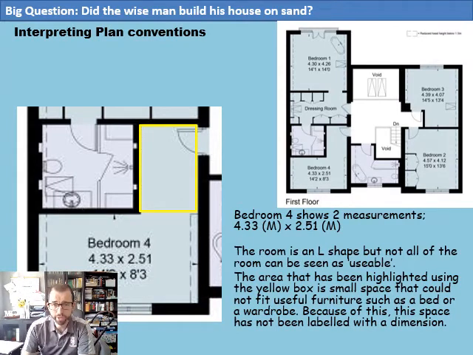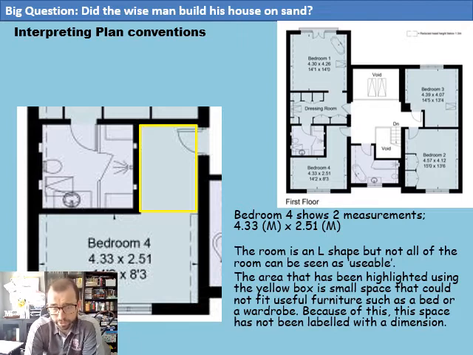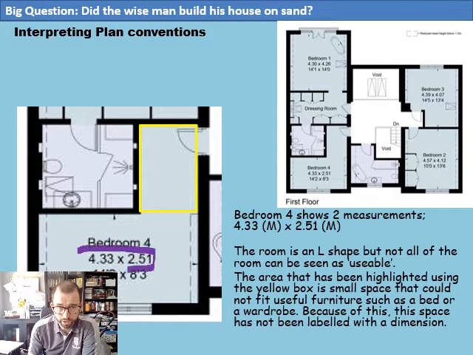So you might get something like this, where bedroom 4 is just looking a little bit confusing. The measurements of bedroom 4 here are just the rectangle measurements, rather than this unusable space in the yellow box. You'd struggle to give a measurement on a real simple plan, so they just give you the basic rectangular measurements.